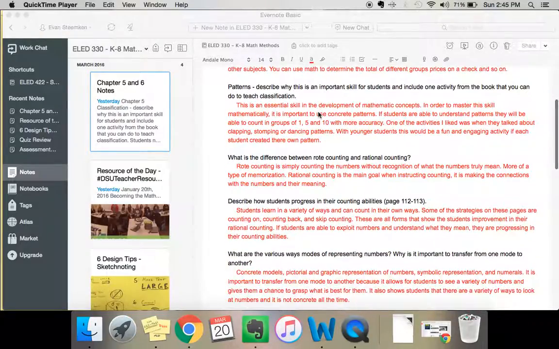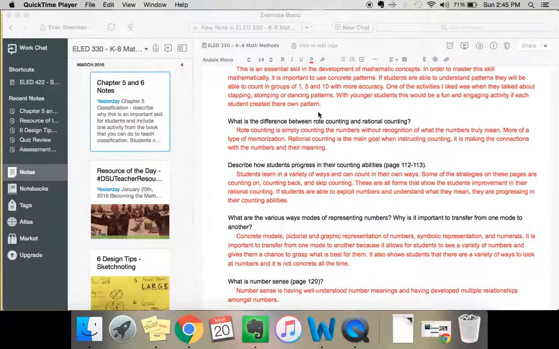Then it kind of went into the difference between rote counting and rational counting. Rote counting is just being able to count like 1, 2, 3, 4, but rational counting is being able to know what those numbers mean. Being able to know 1, 2, 3, 4 is 1 is one thing, 2 is two things, and so on.